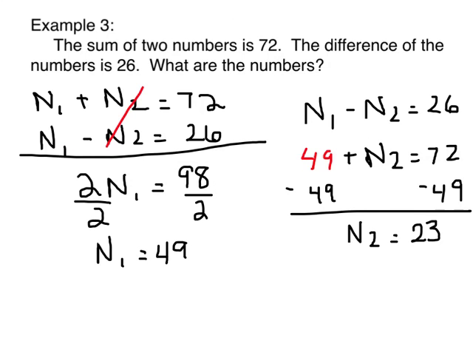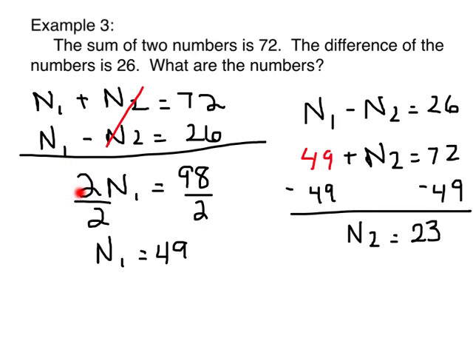Example 3 says the sum of two numbers is 72. The difference of those same two numbers is 26. And what are the numbers? Now this is a perfect one for elimination. We have number 1 plus number 2 together equals 72. But number 1 minus number 2 gives us 26. Well, we can eliminate, we don't have to substitute here. We can eliminate the N2s and just find the N1s.